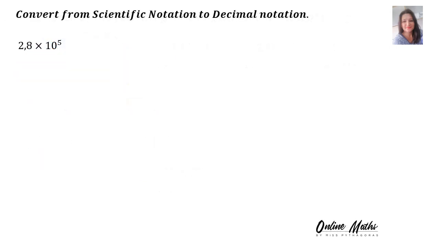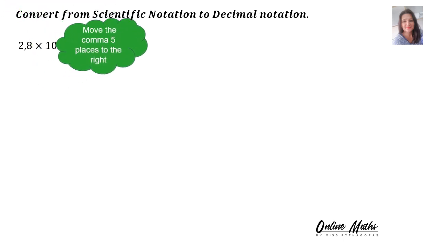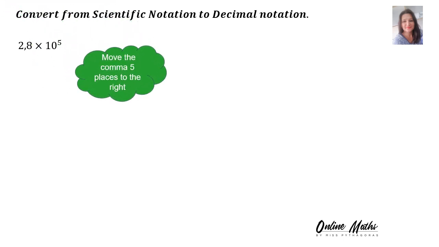In this slide, we're going to convert from scientific notation to decimal notation. So when I give you 2,8 times 10 to the power of 5, it means you're going to move the comma 5 places to the right. Now what you do is, first of all, you add a couple of zeros. And now you're going to move your comma 5 places. Therefore, 1, 2, 3, 4, 5. And then your answer will be 280,000.